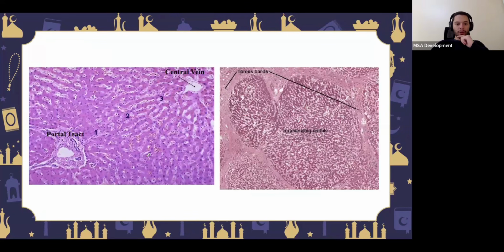Now over here, you can see an image of a normal liver. You have your portal triad and then zone 1, 2, and 3. And here is your central vein. Over here on your right side, it's liver cirrhosis. You can see your bridging fibrosis. Here's your fibrosis. And inside of it, this is your regenerating nodule, or the restoring or regenerative capacity of your hepatocytes.